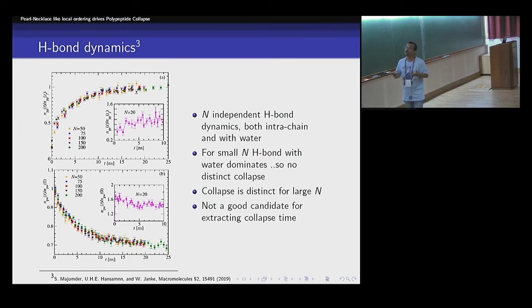But the most important feature one can notice is that when you see the plot for different chain lengths, the dynamics is independent of the length of the chain, more or less, apart from the very few smaller ones where you do not even see a collapse properly. So this gives the information that the hydrogen bond formation or breaking is independent of the chain length. That means to identify the collapse time, this is not a very good candidate.